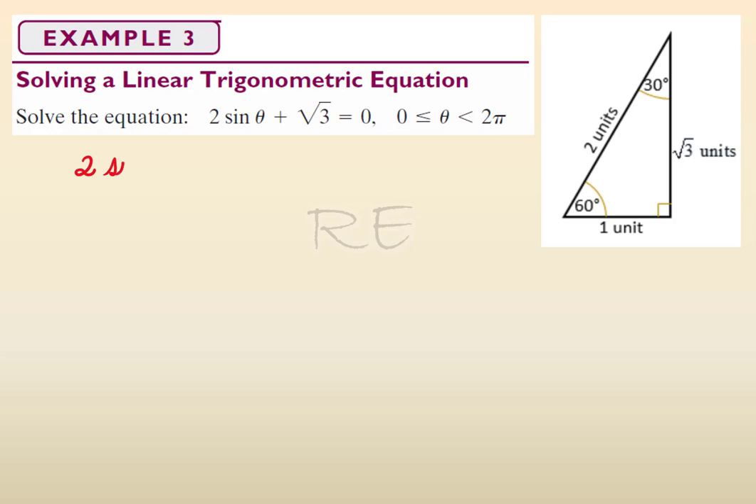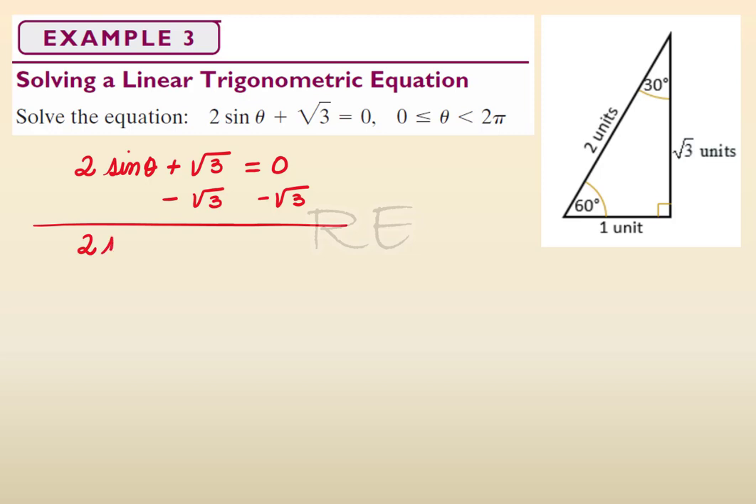2 sine theta plus square root of 3 is equal to 0. Theta is between 0 and 2 pi. We're going to subtract square root of 3 from both sides. 2 sine theta is equal to negative square root of 3.